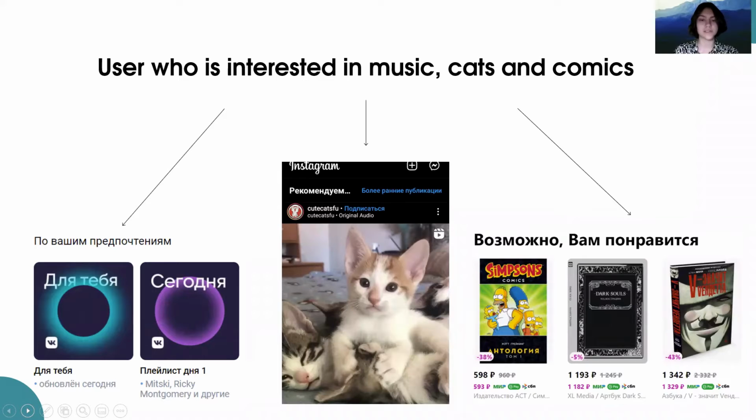On the screen, you can see everyday examples of recommendation systems. On the left, there's Boom, a music app that creates a playlist with songs similar to what you listen to. In the middle, there's Instagram, a social network that suggests posts similar to what you have liked before. On the right, there's Wildberries, an online store that recommends products similar to what you have bought or viewed before. So, what is a recommendation system?